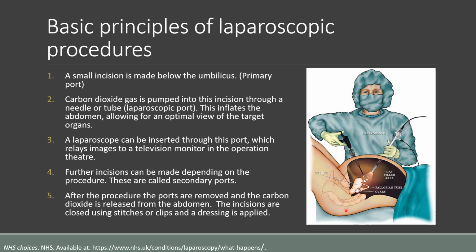Then a laparoscope can be inserted through this port, which basically relays images to a television monitor in the operation theatre. Depending on the procedure, we can make further incisions and insert more ports. These are known as secondary ports. After the procedure, the ports can be removed, the carbon dioxide gas can be released from the abdomen, and the incisions will be closed using stitches or clips, and a dressing will be applied.